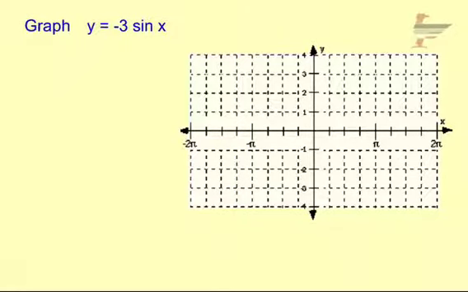Graph y equals -3 times the sine of x. So as we look at this, what looks a little bit different is that the a value out in front is actually negative. And so what does that mean for our graph?